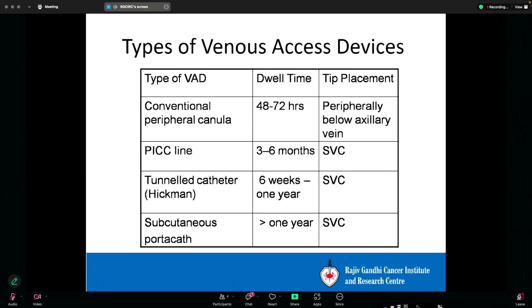It's just showing the dwell time of different types of venous access devices. PICC line 3 to 6 months, Hickman easily up to 1 year, and Portacath can be kept for more than 1 year, easily for 2 years, 3 years. The longest I have seen and removed is 15 years. It was inserted by somebody else.